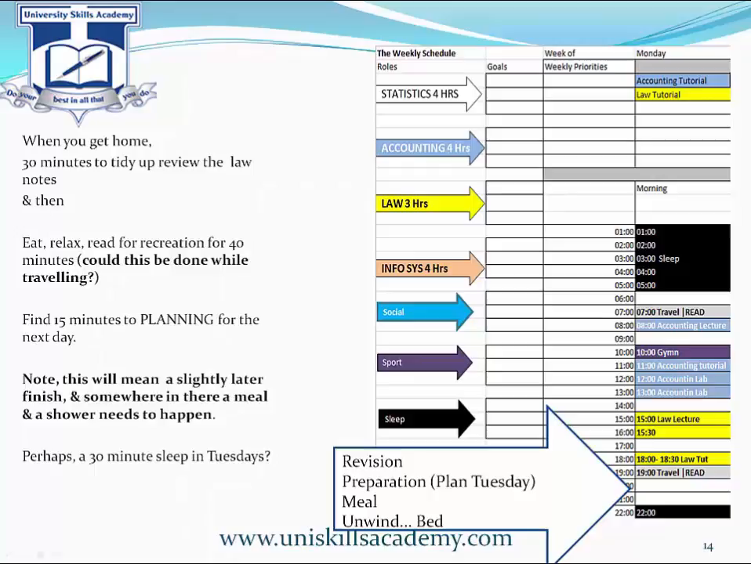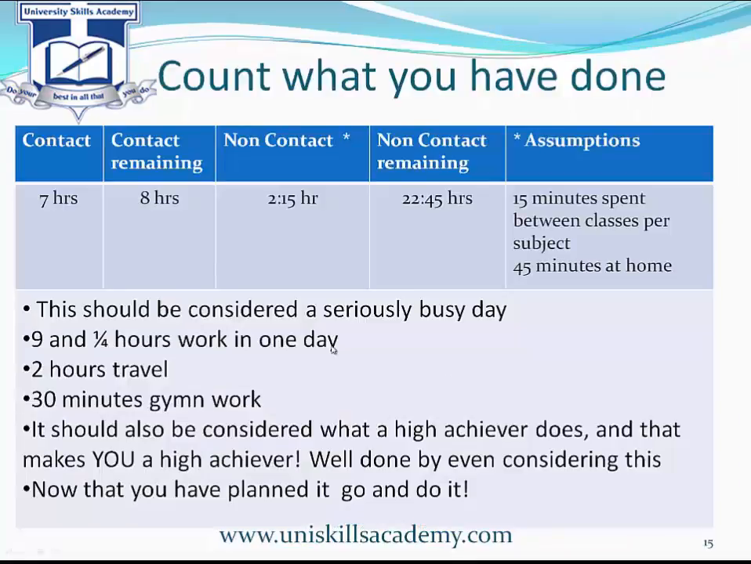Let's have a look at what we've done today. It's a really busy day. This is 9.25 hours of academic work in one day, 2 hours of travel, at least 30 minutes of gym work. Now, this is what a high achiever does. So if you can do this, this makes you a high achiever. Well done. Well done on planning it. Now go and do it.